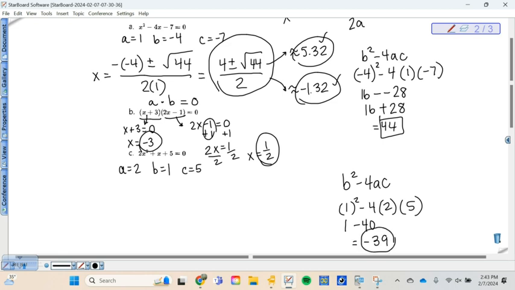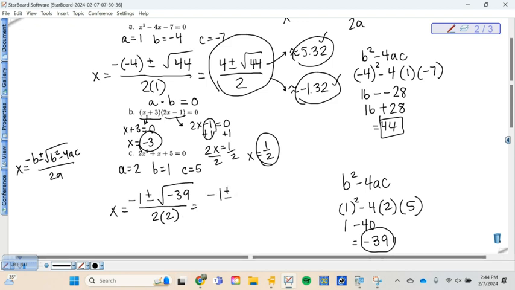Since my discriminant is negative, what does that tell me? 2 imaginary solutions. So we're going to have kind of a weird answer like this one again. Okay, so let's stick our negative 39 under the square root. I'll rewrite it. X equals negative b add or subtract square root b squared minus 4ac divided by 2a. So x equals negative 1 plus or minus the square root of negative 39 divided by 2 times 2. What's 2 times 2? 4.